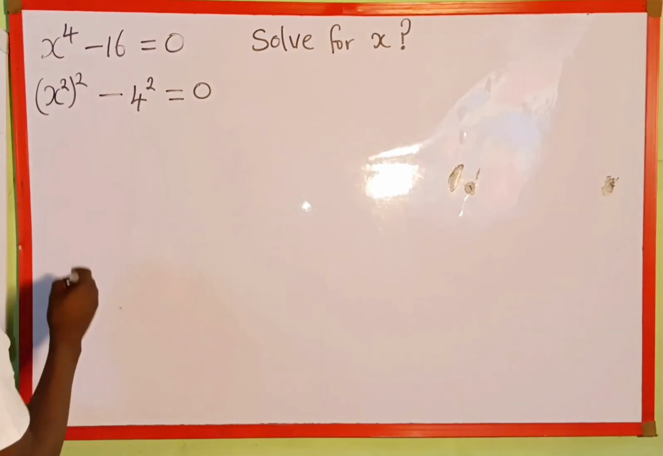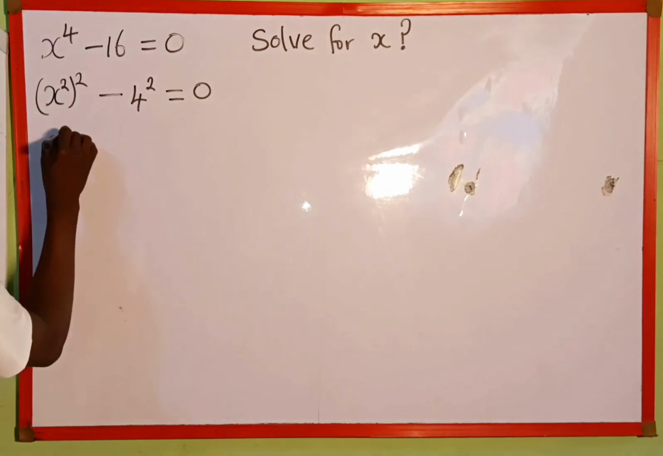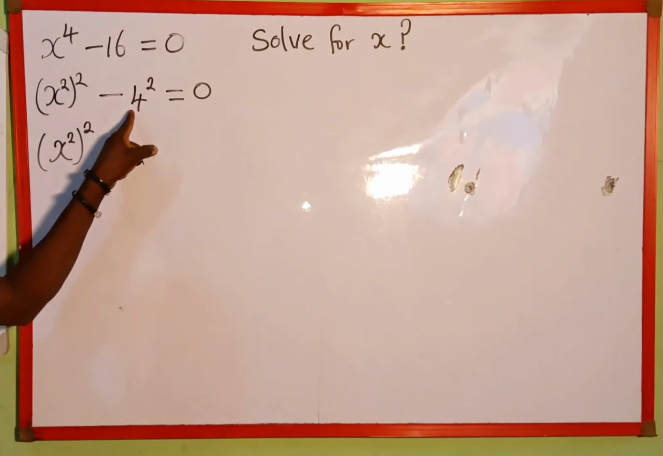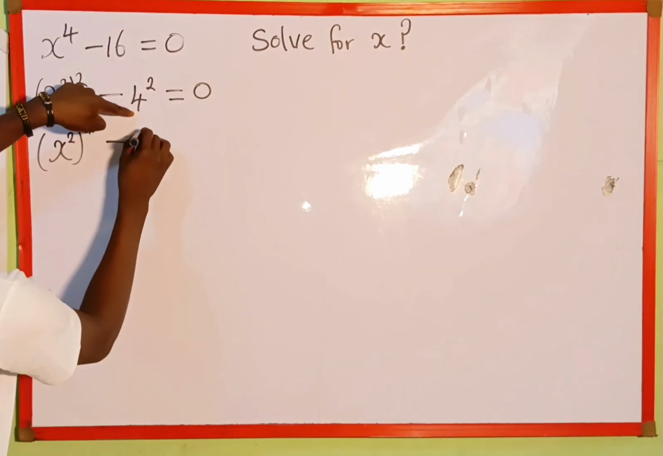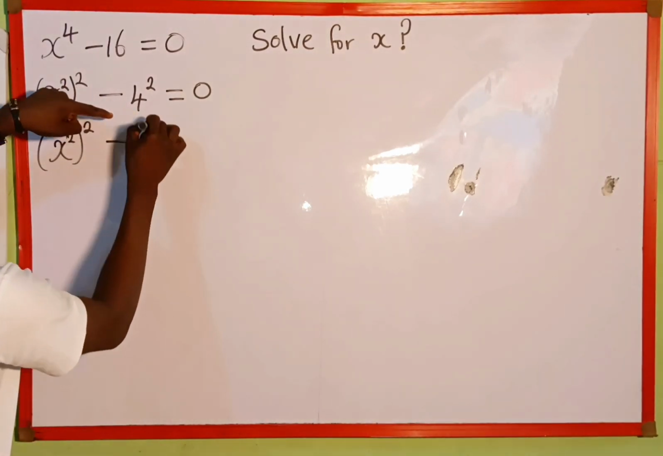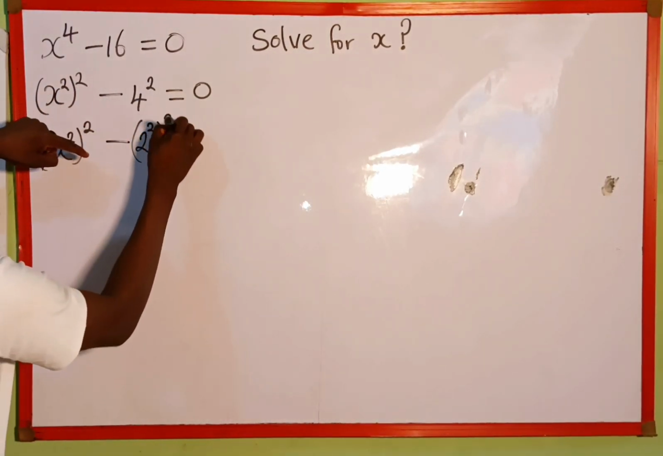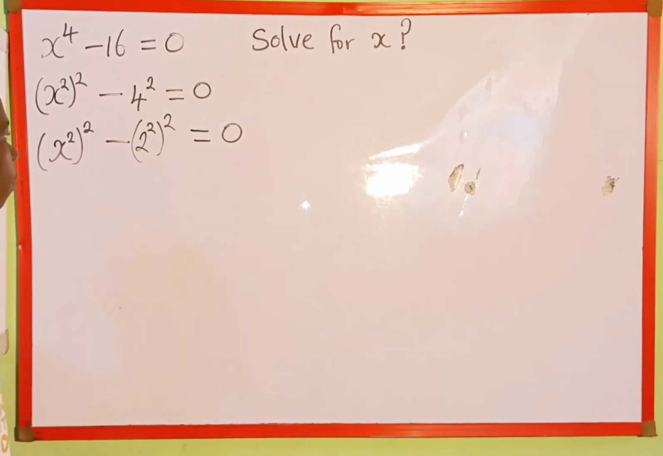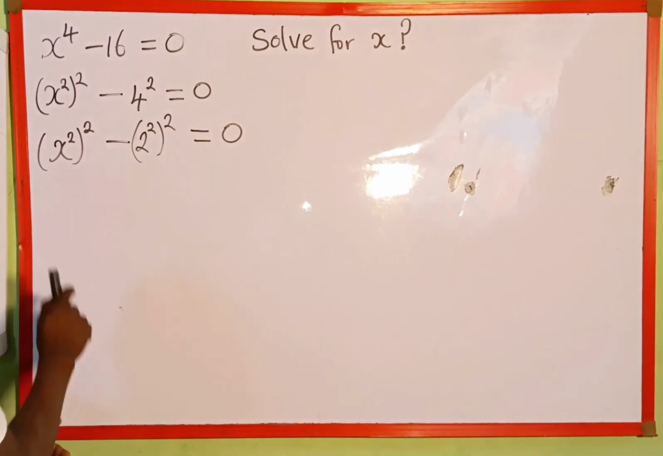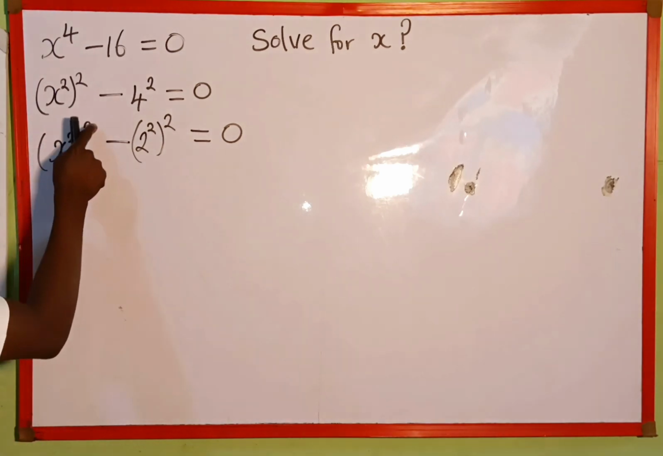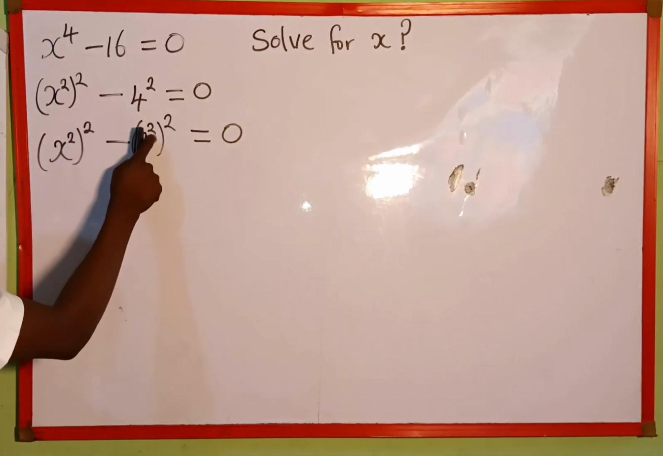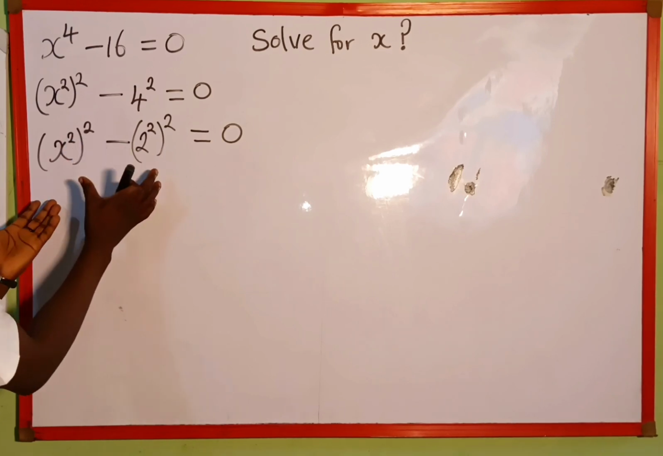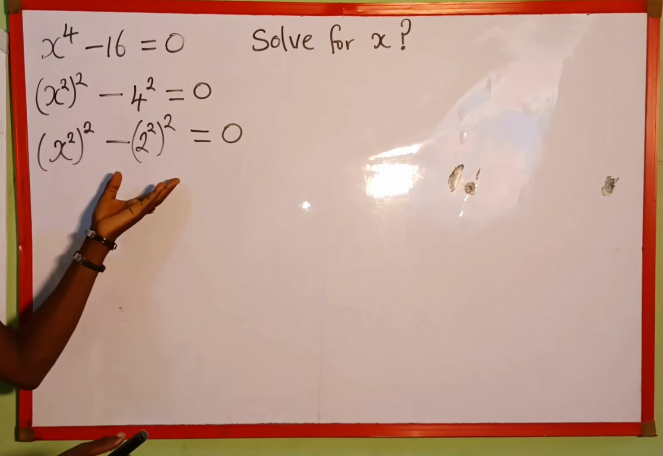The next thing we are going to do, we have what? X to the power of 2 all raised to the power of 2, minus 4 squared, which can also be written as what? 2 raised to the power of 2, then all raised to the power of this 2, the initial power. So everything now will be equal to 0. Now, what do we notice here? X to the power of 2 all raised to the power of 2, 2 to the power of 2 all raised to the power of 2, and there is a minus, so we have a difference of two squares.